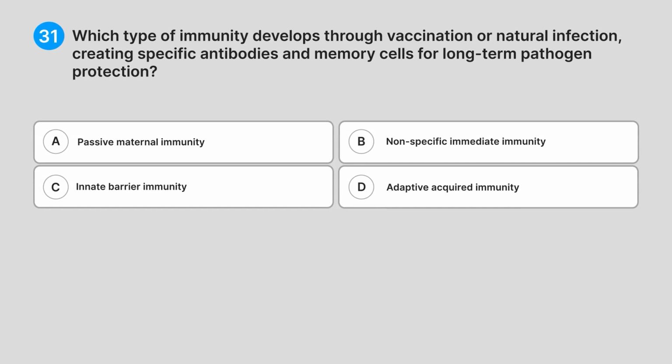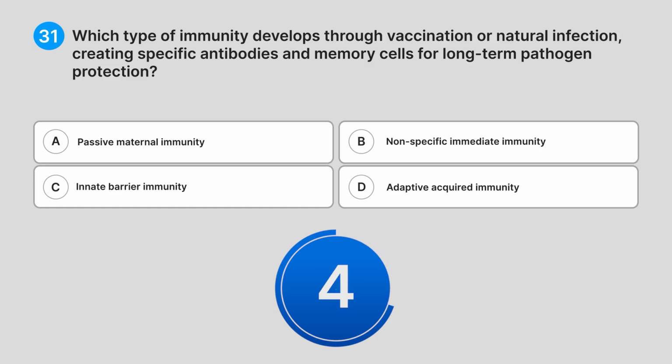31. Which type of immunity develops through vaccination or natural infection, creating specific antibodies and memory cells for long-term pathogen protection? A. Passive maternal immunity. B. Non-specific immediate immunity. C. Innate barrier immunity. D. Adaptive acquired immunity. Can you guess the answer?